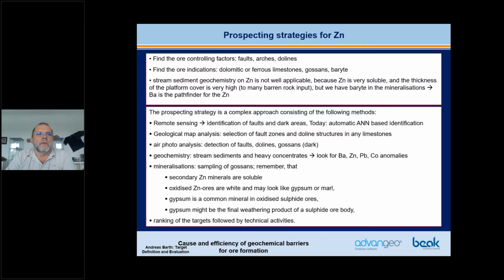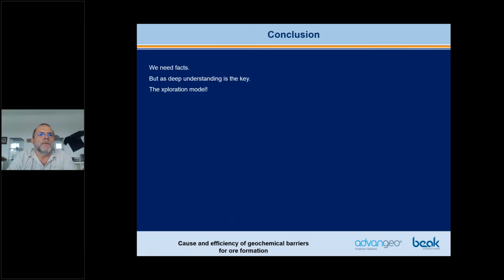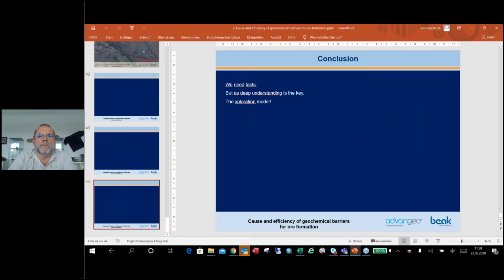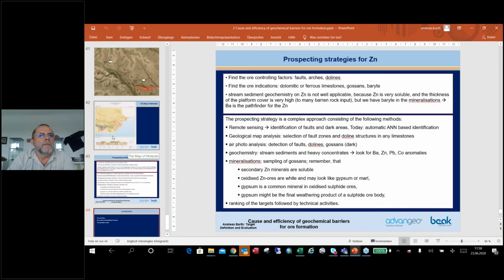So the conclusion here is we need facts, of course, but we need a deep understanding of the process. And then we need an exploration model that can explain these things, and this will guide us to the new discoveries.